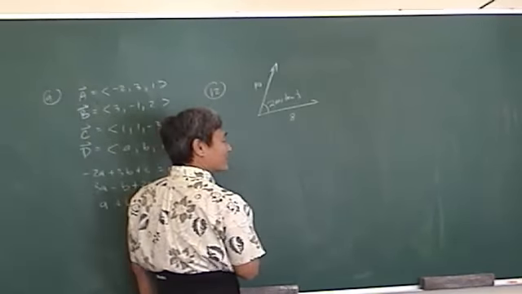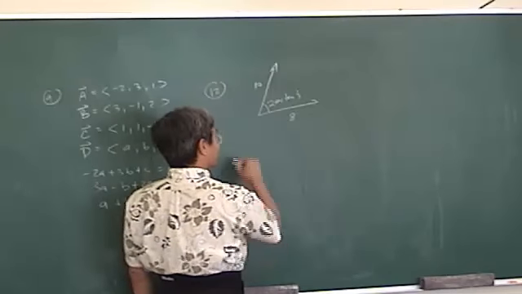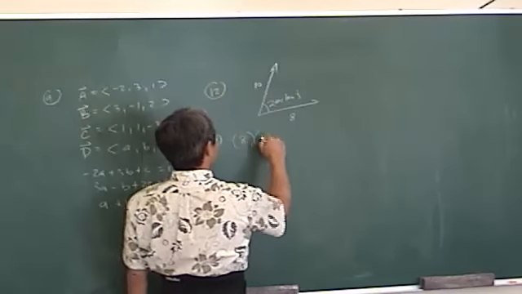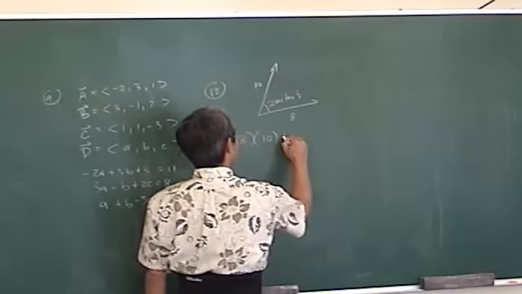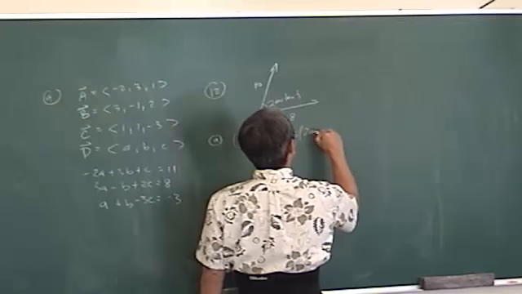Okay, what's the definition of the dot product again? The length of the first vector times the length of the second vector times the cosine of the angle, right? Just like work.